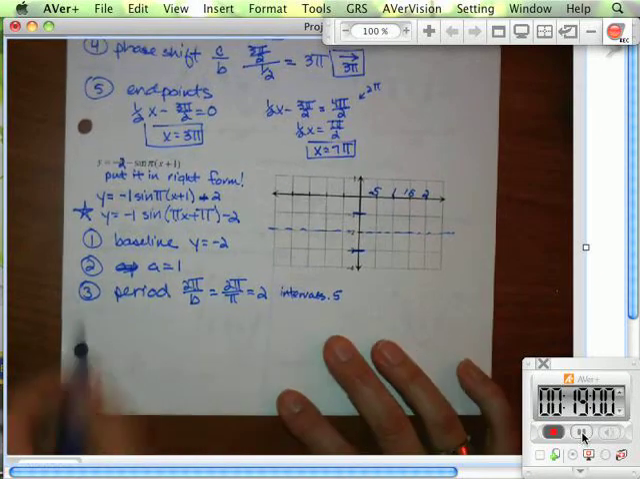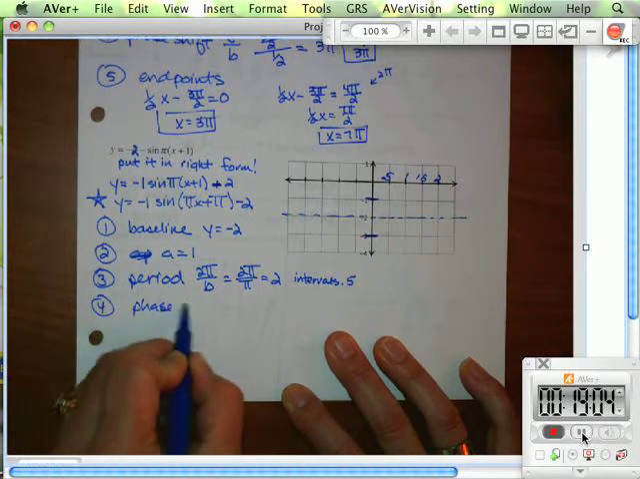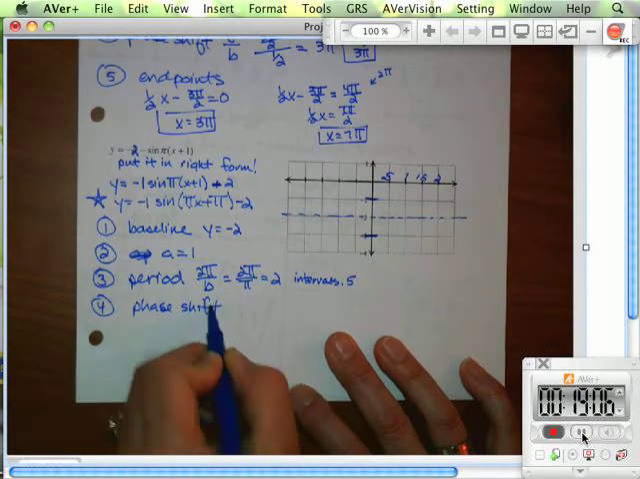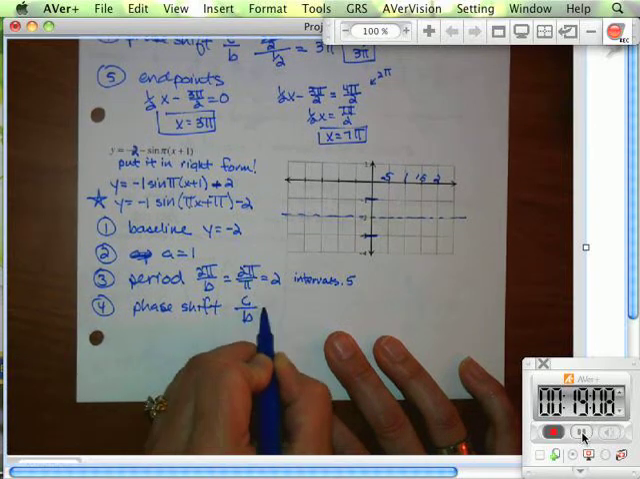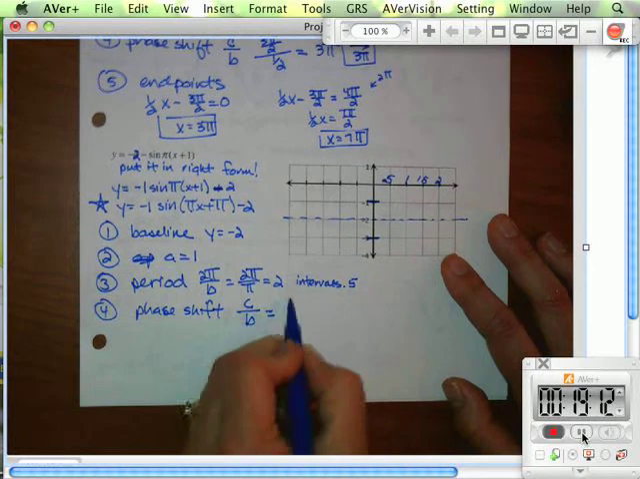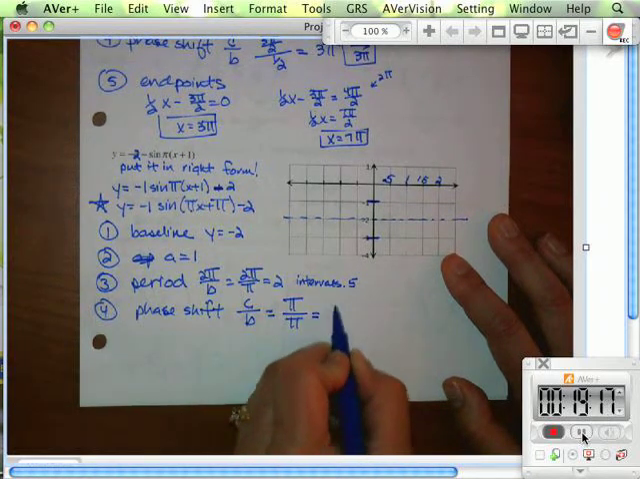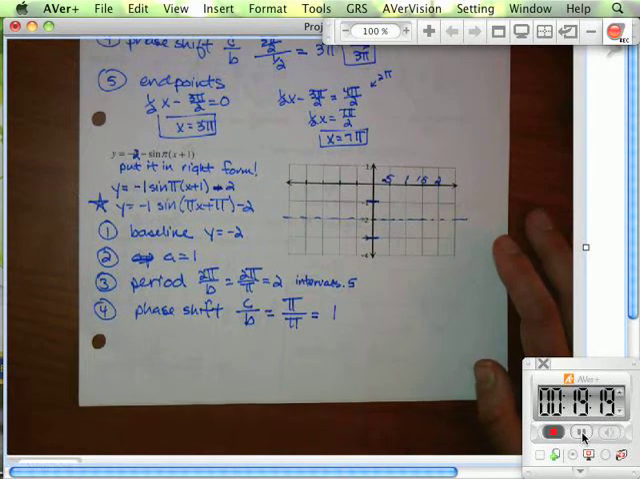Okay? 4, phase shift. C over B. What's your C? Pi. And what's your B? Oh, so how much am I shifting? 1 to the right. Correct?